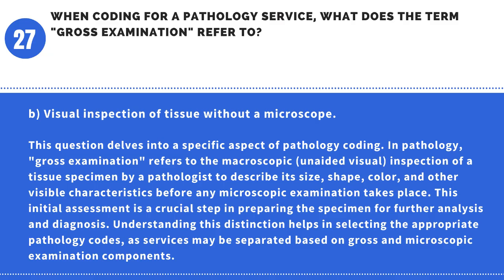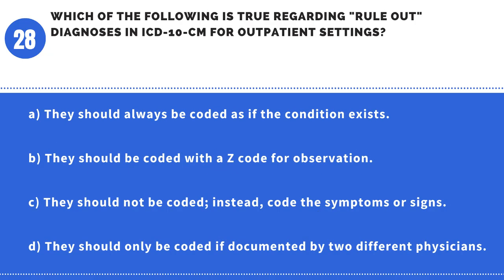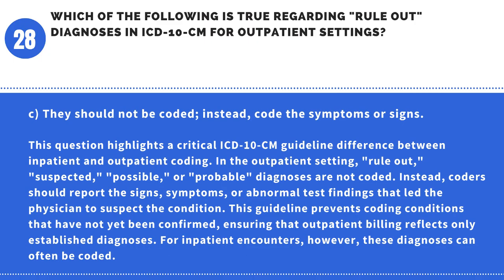Question 28. Which of the following is true regarding rule-out diagnoses in ICD-10-CM for outpatient settings? A. They should always be coded as if the condition exists. B. They should be coded with a Z code for observation. C. They should not be coded. Instead, code the symptoms or signs. D. They should only be coded if documented by two different physicians. Answer C. They should not be coded. Instead, code the symptoms or signs.